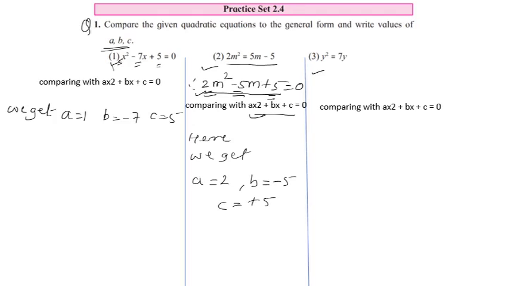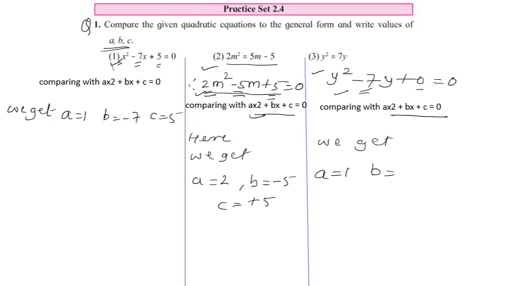Okay. This is the third example. This is also a quadratic equation, but not in general form. So first we convert this quadratic equation into the standard form or general form. So y square minus 7y plus 0 equal to 0. Now after comparing this equation with the standard form, we get a equal to 1, b equal to minus 7, and c equal to 0.